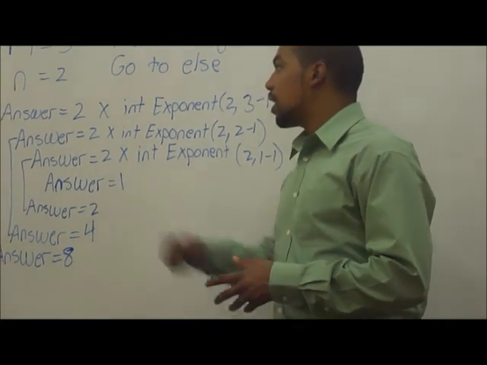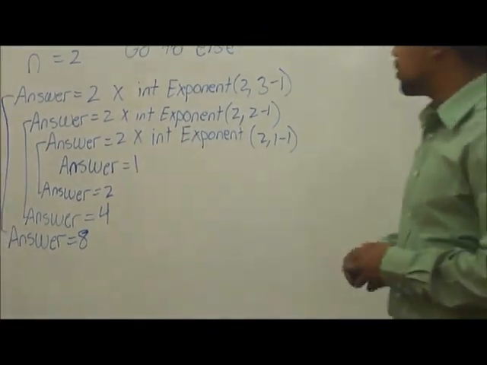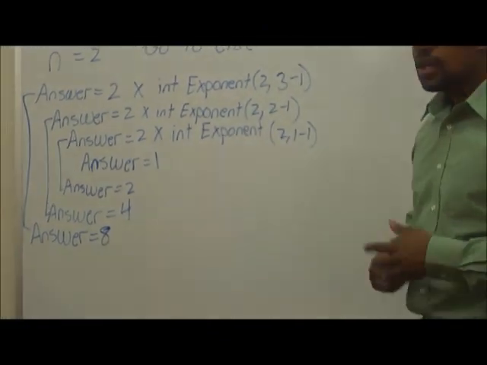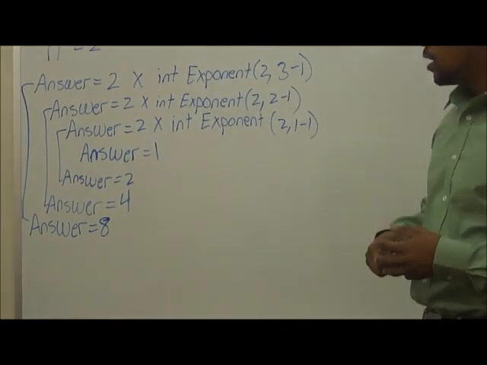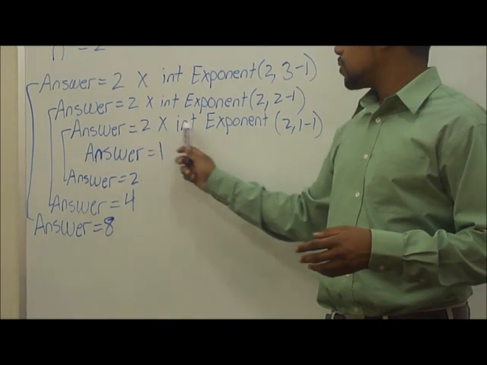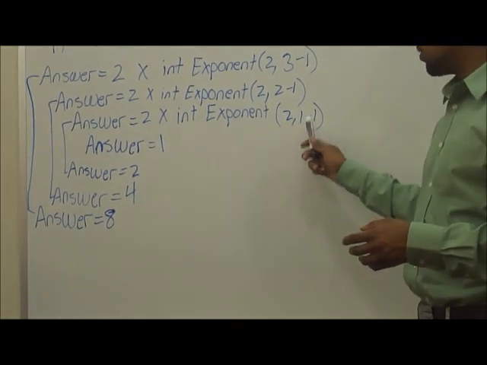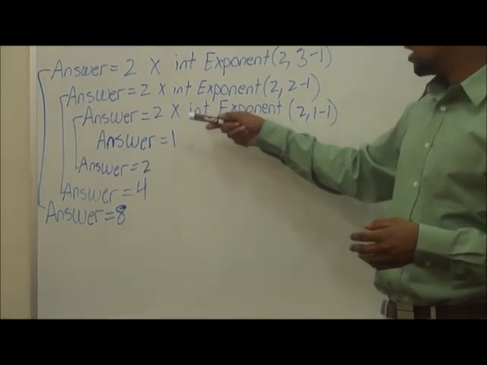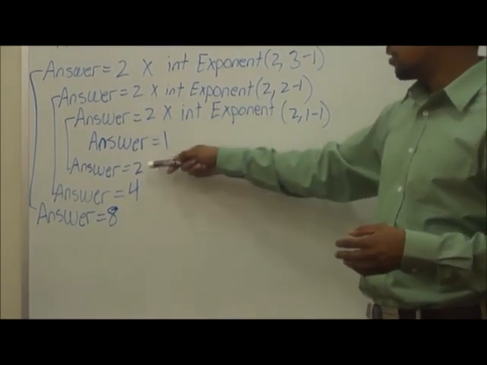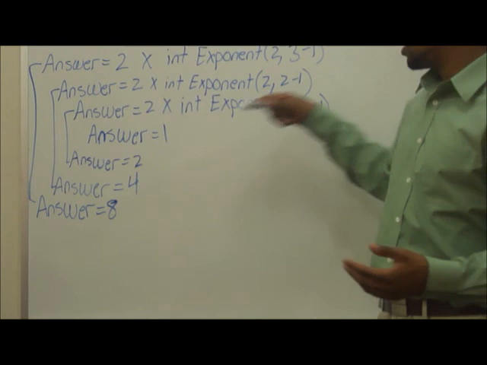In our first call, we have 2 times the call of the algorithm using 2 and 2. In the second one, we have 2 times the call of the algorithm using 2 and 1. And our final one, we have 2 times the call of the algorithm using 2 and 0. And since we have 0, we return an answer of 1, which will go back to the previous algorithm and return an answer of 2, which would then go back to the algorithm before that.